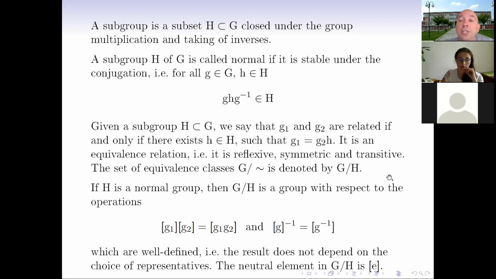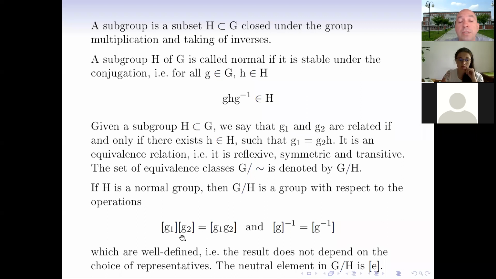And then it's a natural question whether this quotient is a group itself, and it's true if H is a normal subgroup. Then G over H is a group with respect to the operations. The equivalence class of G1 times the equivalence class of G2 equals the equivalence class of G1 G2. And the inverse of the equivalence class of G is the equivalence class of G inverse.